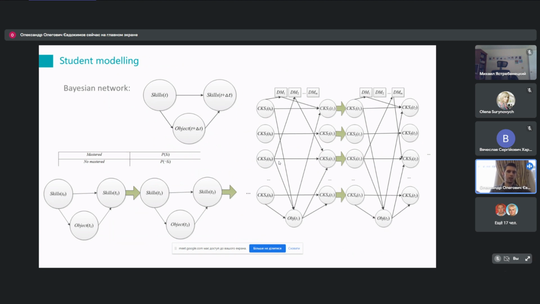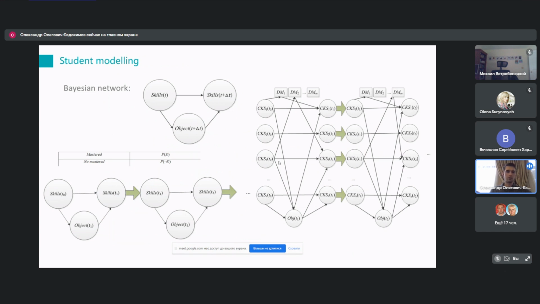The domain of the values of the variable skills will be mastered or not mastered, meaning the skill is mastered or not mastered. And the variable object will be correct or incorrect. So the answer is right or wrong.